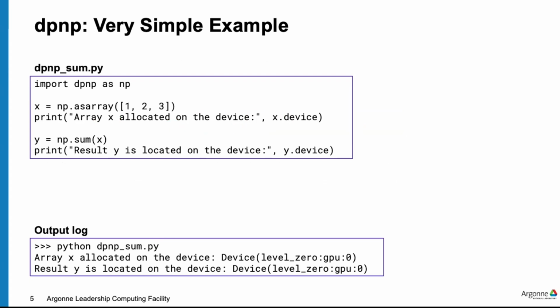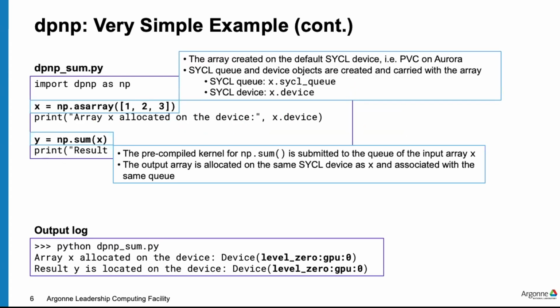So again, just a very simple example, really just to highlight some key features. This is just a simple sum. But I do want to highlight a couple lines of code here. The first is that you can see again we're allocating an array, and in this case we're actually not specifying any device. So x is just equal to np.asarray, and then this simple array here. So we don't actually have to specify where we want this array to be because the default SYCL device on Aurora are the GPUs. And so we can be specific, but also we could leave that out if we wanted to.